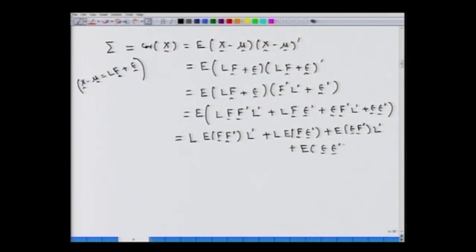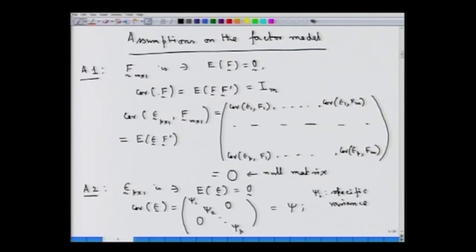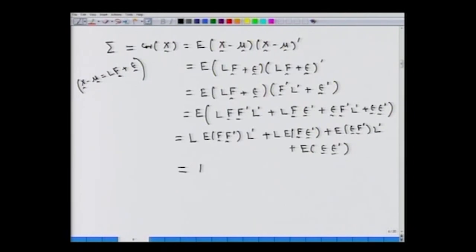So, what is this first term equal to? This is expectation of f f transpose. Expectation of f is equal to 0, and hence this is nothing but just the covariance matrix of the f random vector. And what is that? By the first assumption A1, the covariance of the f vector is expectation of f f transpose, and that we have taken as an identity matrix. So, that this is equal to L L transpose.